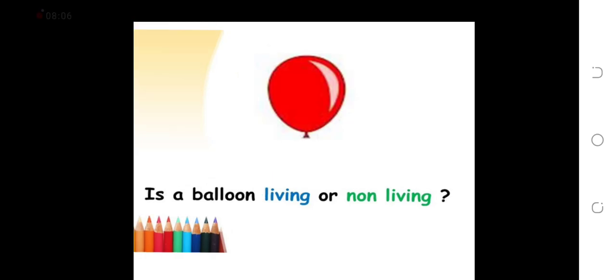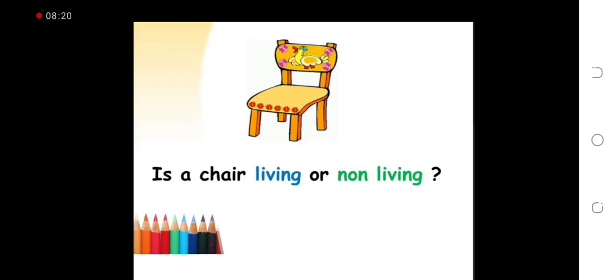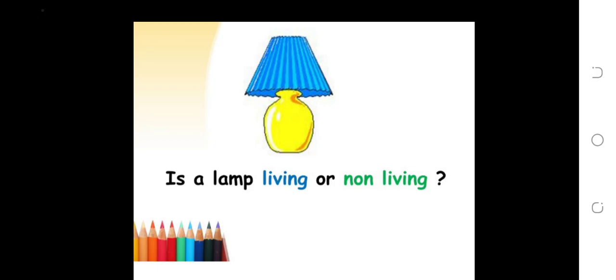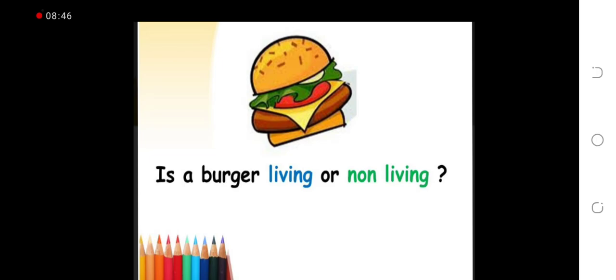Is a balloon living or non-living? No. A balloon is not a living thing, so it is non-living. Is a chair living or non-living? Yes, it is non-living. Good. Is a parrot living or non-living? A parrot is a living thing because it is an animal. Is a lamp living or non-living? Yes, you are right. A lamp is a non-living thing.